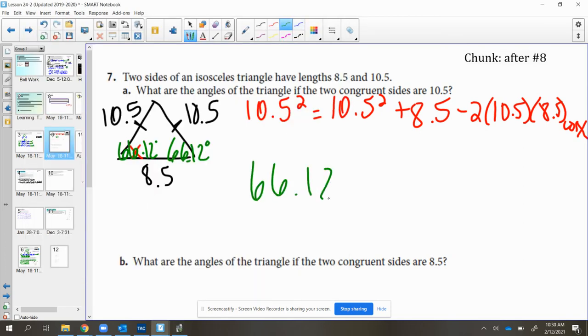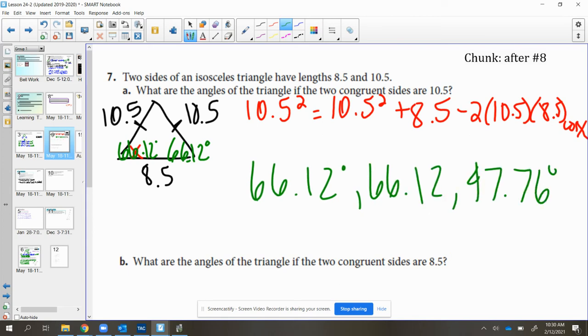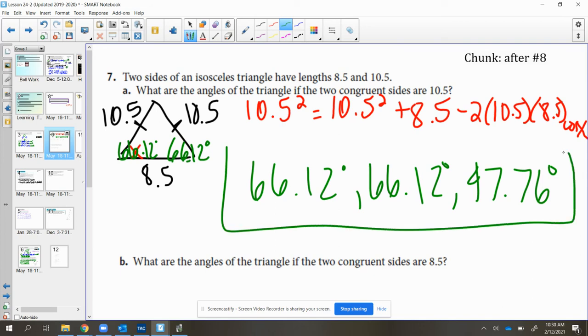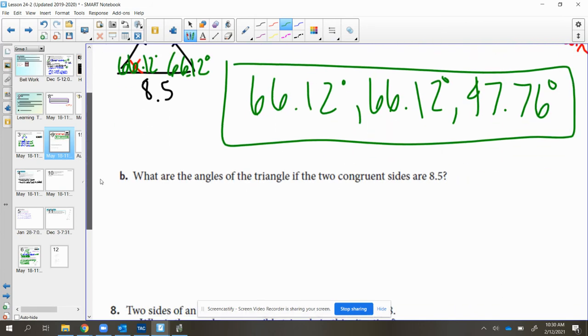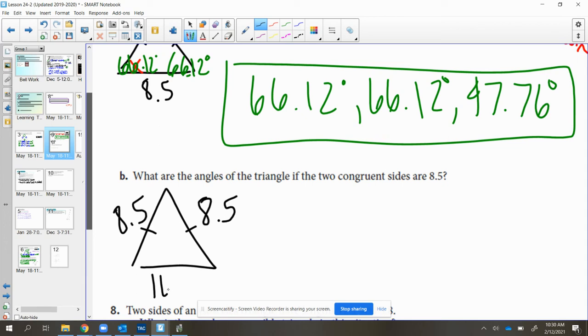So 66.12, 66.12, and then 47.76 degrees. These would be our three angles. Okay. Try on your own if we set this up so that now the 8.5 side is the congruent, 10.5 is by itself, and again, start solving so that you can find your three remaining angles.